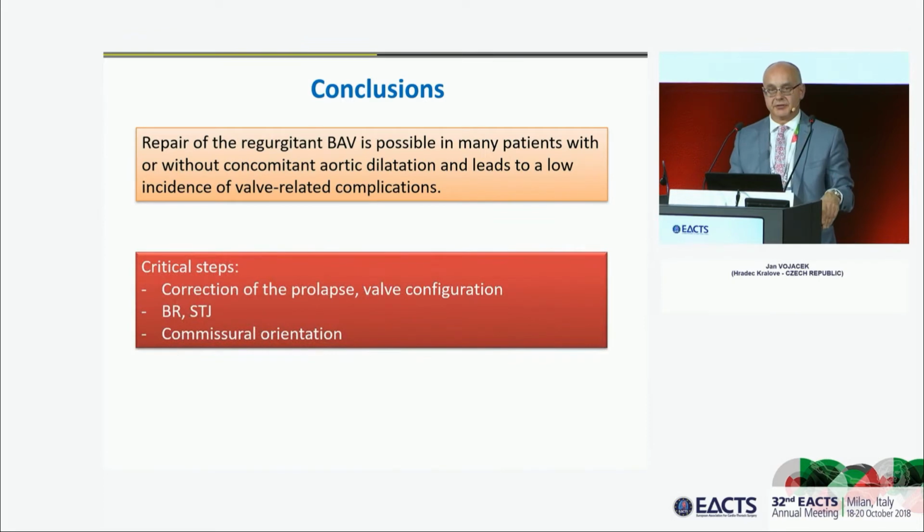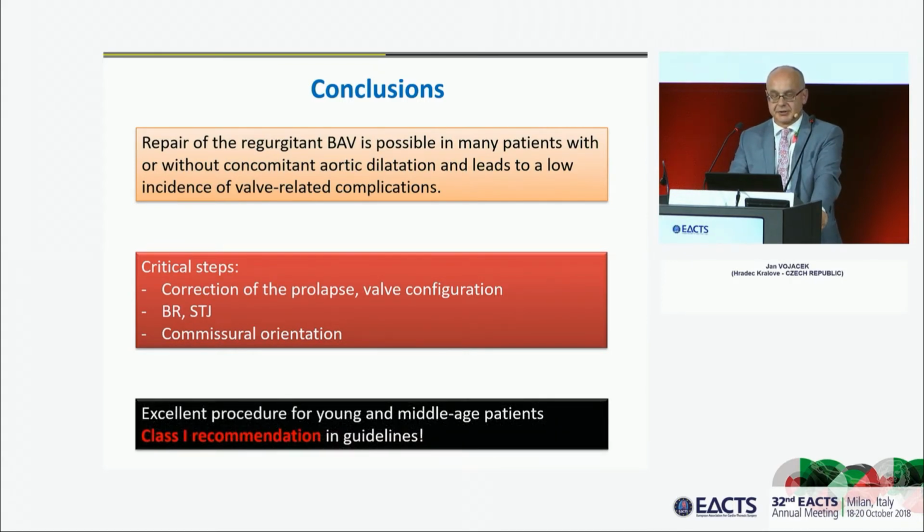There are a few critical steps which must be addressed in order to achieve a good result, like correction of the prolapse and normalization of the geometry of the aortic root at different levels, and also you have to address the commissural orientations. Once you do it, this is an excellent procedure for young and middle-aged patients, and there is a strong recommendation for this procedure in current European guidelines.